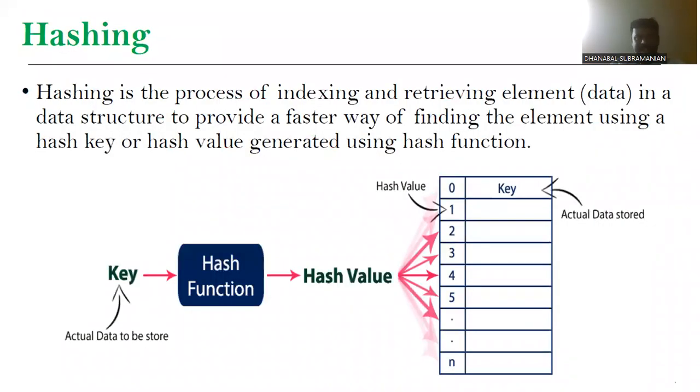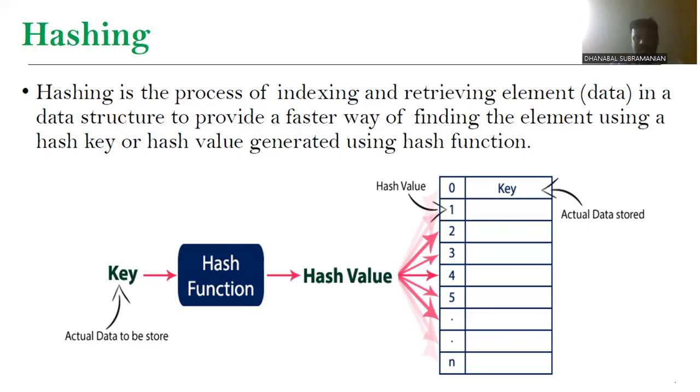What is hashing? Hashing is the process of indexing and retrieving elements in a data structure and provides a faster way of finding the element using a hash key or hash value generated using a hash function. The hashing technique is nothing but creating a hash value for each and every element. Based on the key value, you can store the data in your computer memory locations. It's called a hashing technique.